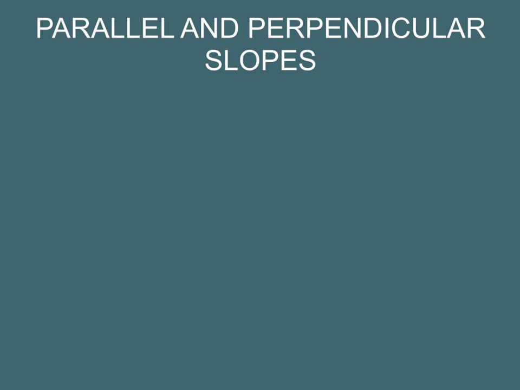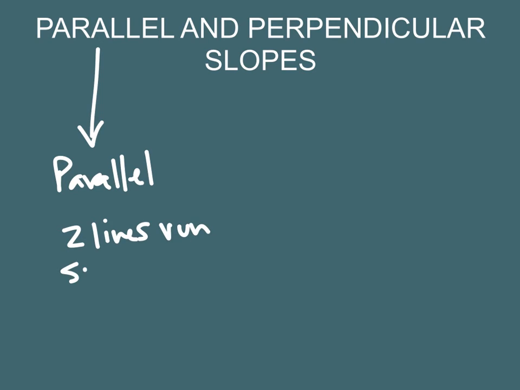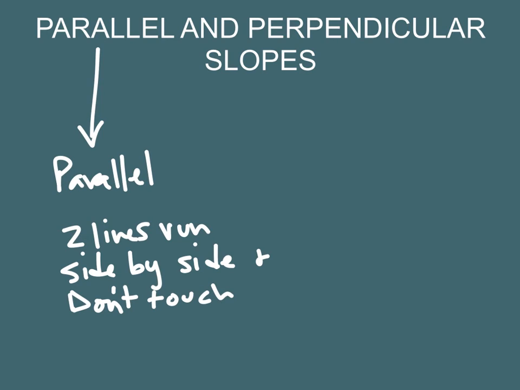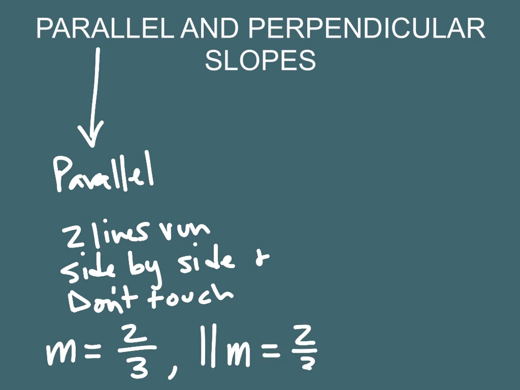Okay, the last thing I want to talk about today are parallel and perpendicular slopes. Now, let's talk about parallel lines. Parallel means that 2 lines run side by side and don't touch, or don't intersect. What we have to understand is that if we have the slope of a line, say 2/3, then a parallel slope would be equal to 2/3. Parallel means that the slopes are the same.